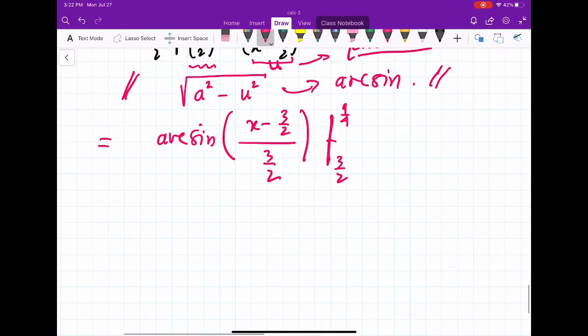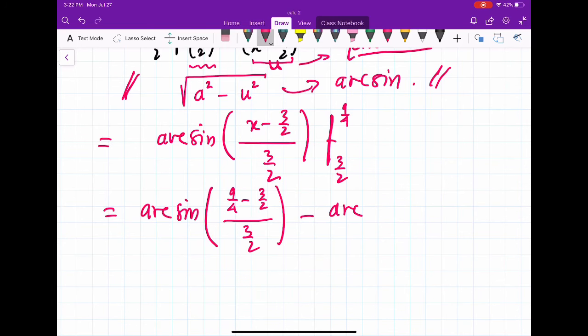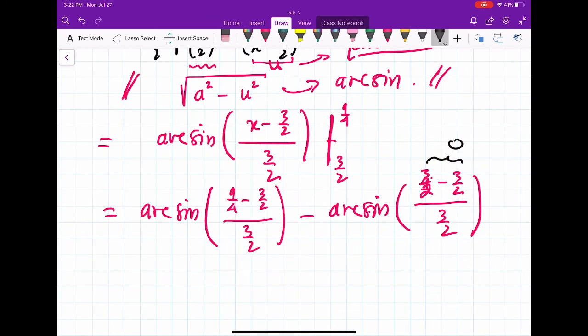Okay, and you just plug these numbers into this function. You have arcsine of (9/4 minus 3/2) over 3/2, minus arcsine of (3/2 minus 3/2) on the top, divided by 3/2. And since this top is 0, arcsine of 0 is 0, right? Arcsine of 0 is 0.